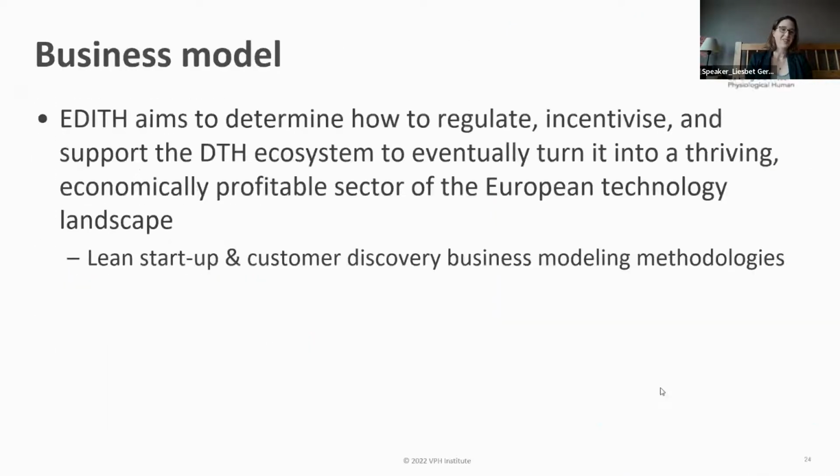Now, of course, this can only survive if you also have the right business models, the right service models that can attach to that. So this is what EDITH will investigate: how to regulate, incentivize, and support the ecosystem to make sure that it actually becomes an economically profitable sector, and that it goes away from being purely subsidized by the Commission. And of course, this is broader than European level alone. But for that, we need to understand what could be different business models than we currently have.